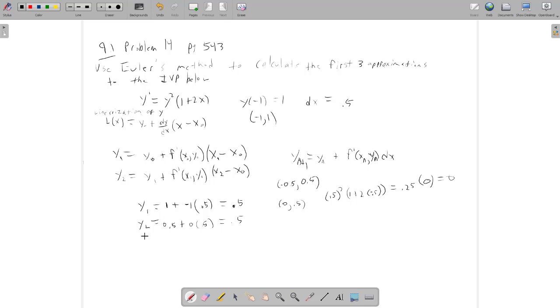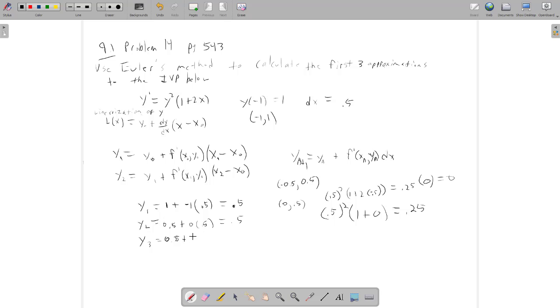So our third approximation, our last approximation, would still have 0.5 here. But now we got plus... let's see, what's our derivative going to be? Well, this should be easier to plug in. Plug in 0.5. You got 0.5 squared times 1 plus 0. So that is going to be 0.25.